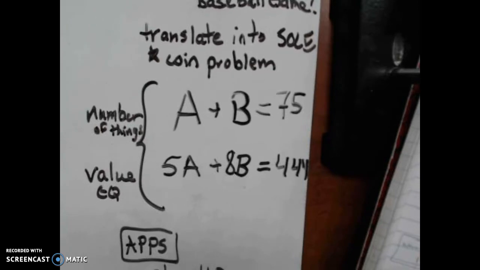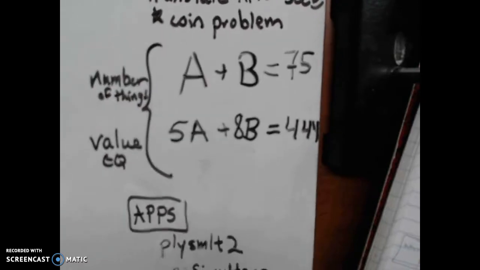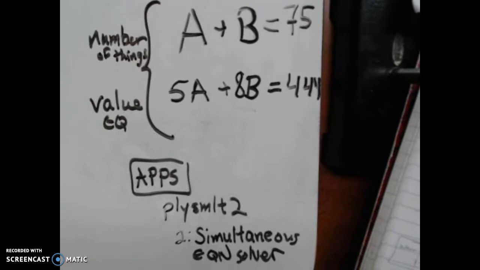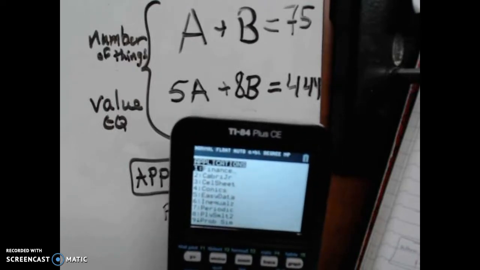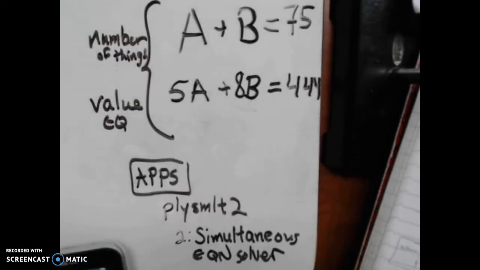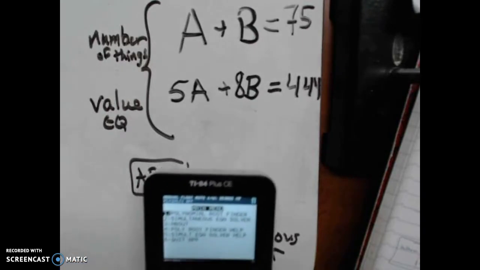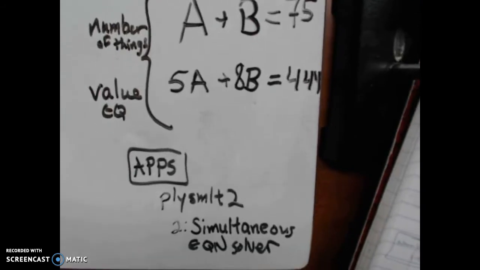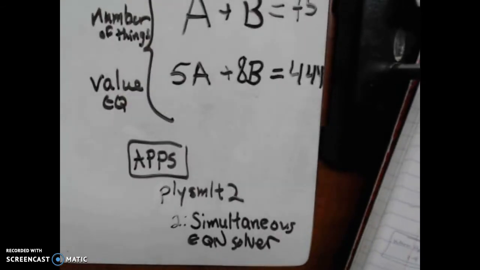Okay? This is the secret part. I don't want to do the math. I'm tired of math. I want to use my calculator. So you're going to get out your calculator, and you're going to find that apps button. And hopefully, if yours came fully loaded, you'll have somewhere down there, mine's number 8, PlySmlt2. I'm not even going to describe what that is. I'm just going to click on it, and we see that number 2 says simultaneous equation solver. This sounds like good news, folks.